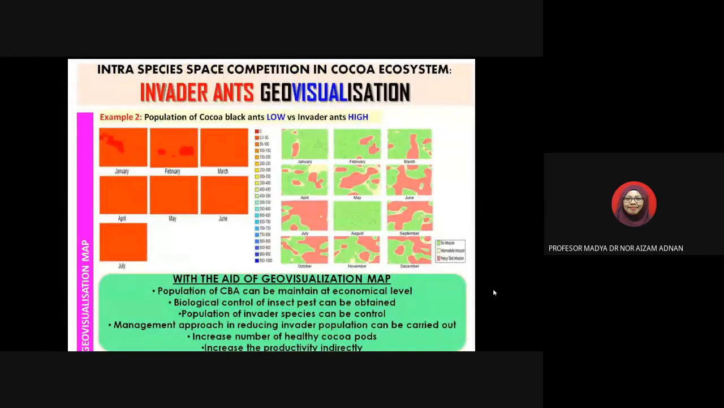With the aid of geovisualization analysis, several benefits were obtained, such as the population of CBA can be maintained at an economical level, biological control of insect pests can be obtained, the population of invaded species can also be controlled, management approaches in reducing the invader population can be carried out, and many more.